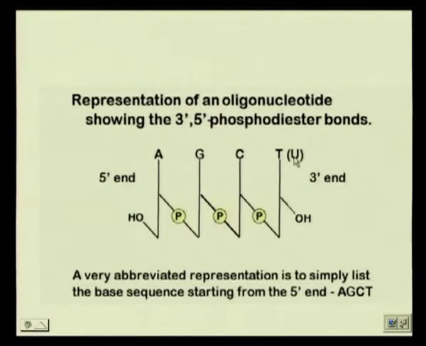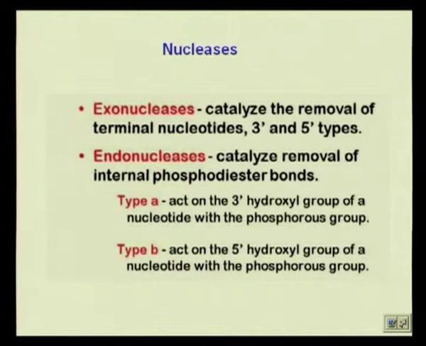We looked at this representation, and as I mentioned before, when we are looking at enzymatic cleavage, we are talking about nucleases. Okay? We are talking about a ribonuclease which is going to cleave ribonucleic acid. We are talking about deoxyribonuclease which is going to cleave deoxyribonucleic acid. There are 2 types of nucleases. The 2 types are exonucleases and endonucleases.